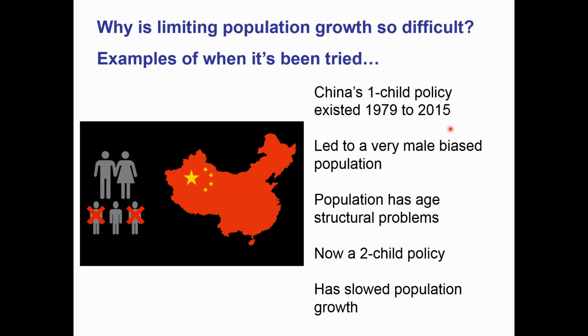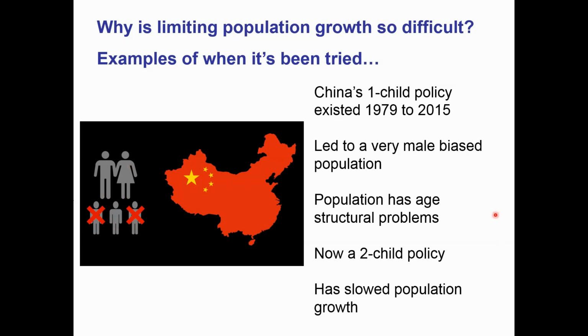Through many years of this happening, it's led to a very male-biased population in China. And you can think about the other knock-on incidents this has had. So, for example, getting married in China is actually quite a challenge if you're a guy. In addition, the population of China has age structural problems. There are now families in which one single child is trying to support their parents and also their own family.